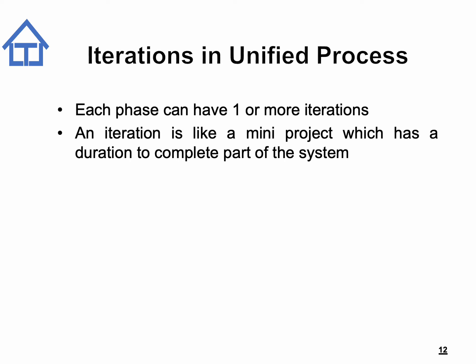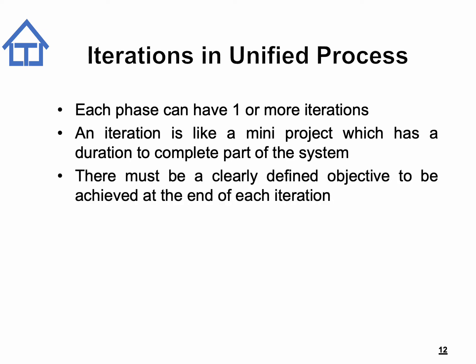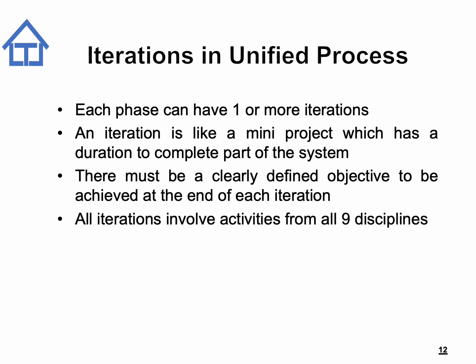Iterations is a key feature in the unified process. So what does it mean exactly? We have already come to know that each phase in the unified process can have one or more iterations. An iteration is like a mini project that has a duration to complete part of the system. Hence, each iteration sort of has its own life cycle as well. There must be a clearly defined objective to be achieved at the end of each iteration. And all iterations involve activities to varying degrees from all 9 disciplines.